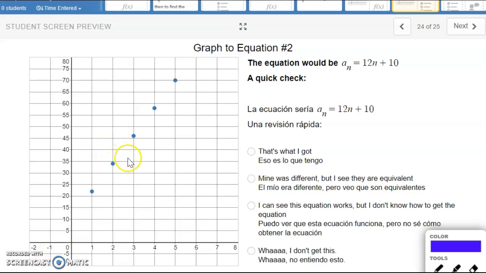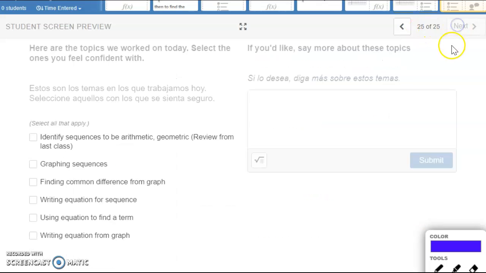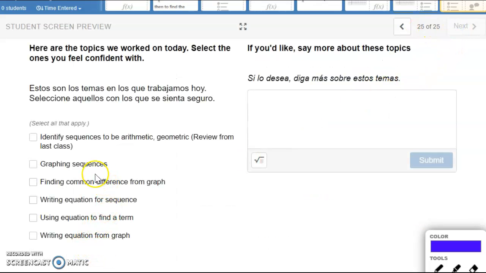Okay, so card number 24 just quickly summarizes what we found and also asks you to reflect on whether you understand this or not. And then card number 25 asks you to reflect on the topics that we learned today and how confident you are with each one of them.